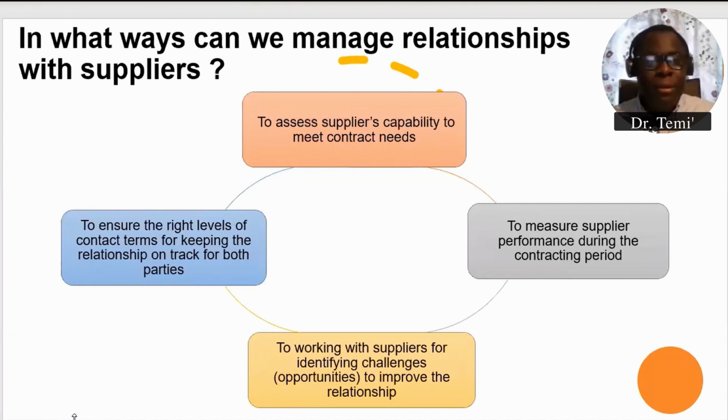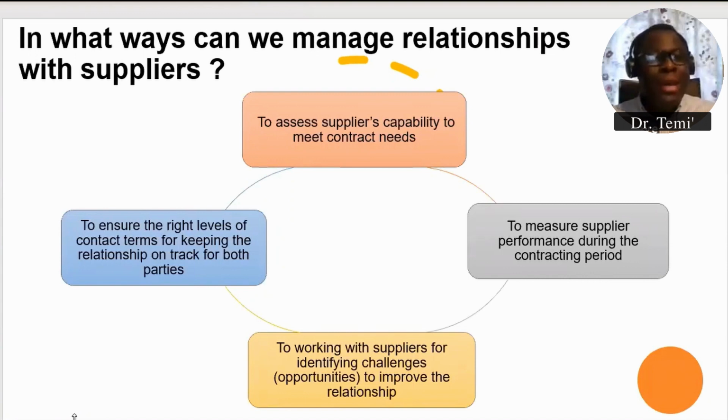The fourth way is also to ensure that the right levels of contract terms are in place for keeping relationship on track for both parties. What does this mean? It means that from the contracts that you've developed, there should be roles and responsibilities both for the suppliers and both for the procuring organization. There should be periodic timetable for you to meet, to review the performance of suppliers and also to revisit issues that need to be addressed.